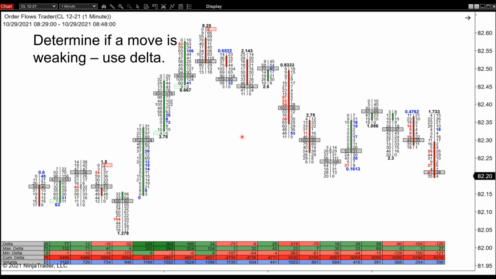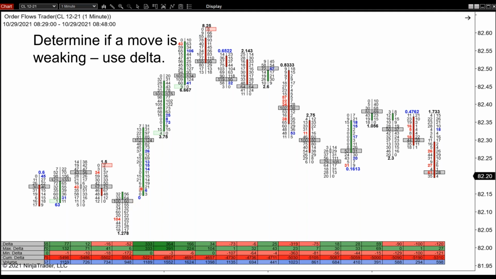Again, it's not about trying to pick a high or a low, a top or bottom. It's about understanding what's happening in the market. So for example, crude oil, right? This is this morning, 8:30, right? We went up from basically 82.10 all the way up to 82.60, a nice 50-cent move. This is in 5 minutes, right?